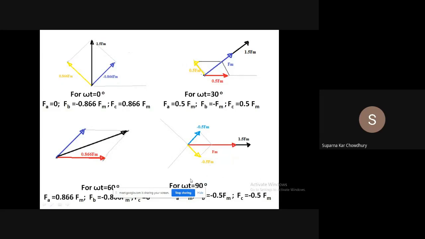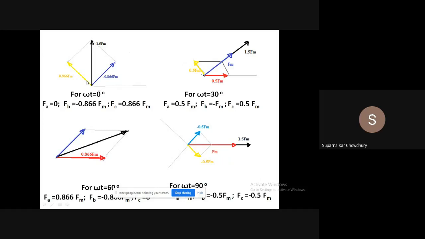Now, if we consider omega t equal to 90 degrees, then FA is FM, FB is minus 0.5 FM, and FC is minus 0.5 FM. So the addition will again be 1.5 FM along this direction. So it has moved through 90 degrees.